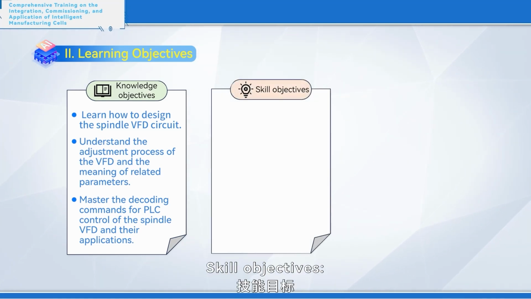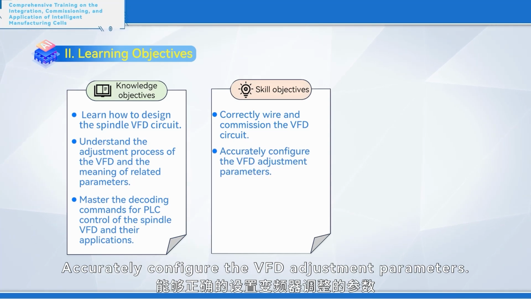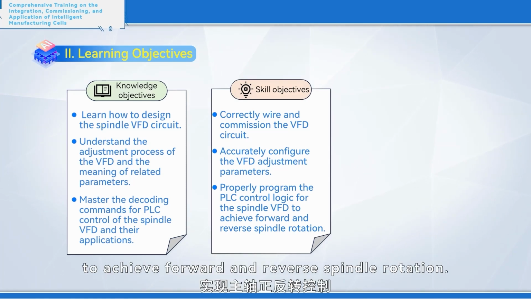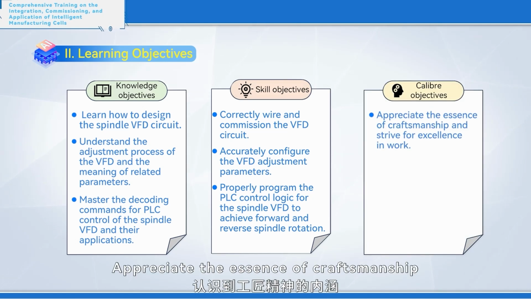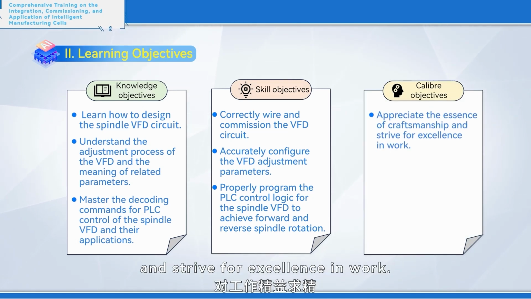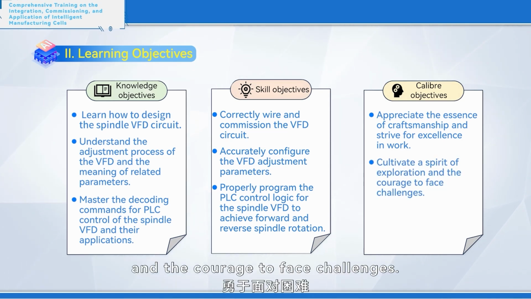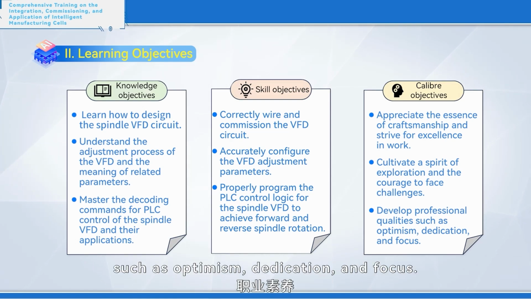Skill objectives. Correctly wire and commission the VFD circuit. Accurately configure the VFD adjustment parameters. Properly program the PLC control logic for the spindle VFD to achieve forward and reverse spindle rotation. Caliber objectives. Appreciate the essence of craftsmanship and strive for excellence in work. Cultivate a spirit of exploration and the courage to face challenges. Develop professional qualities such as optimism, dedication, and focus.